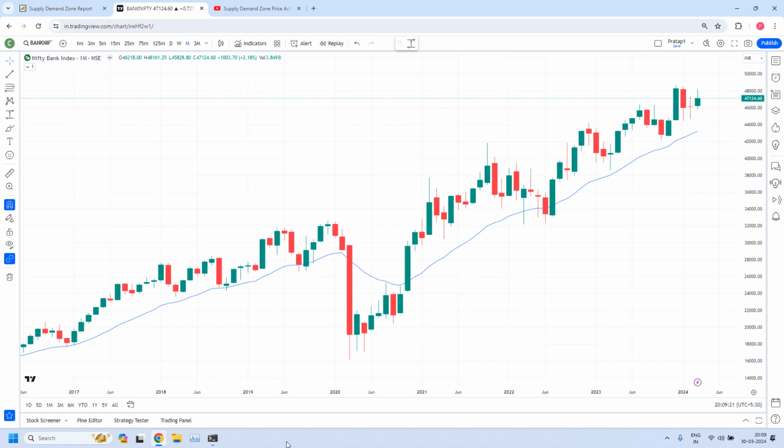In this video, let us analyze Bank Nifty with the help of supply demand zone chain, NeoStock Software's supply demand zone chain. Even before that, a small announcement, please.